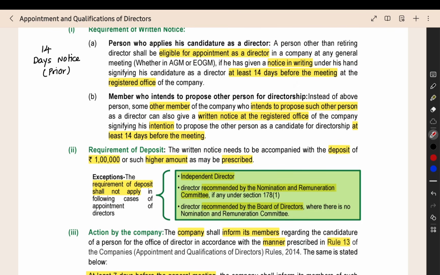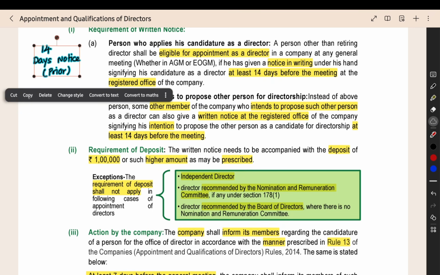And suppose you are a friend of one shareholder, and the shareholder wants to propose you as a director. Then what can he do? The shareholder can send a written notice for the same 14 days. The same 14 days notice will apply here also.